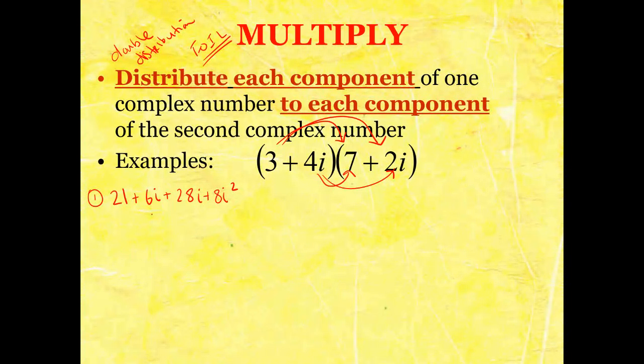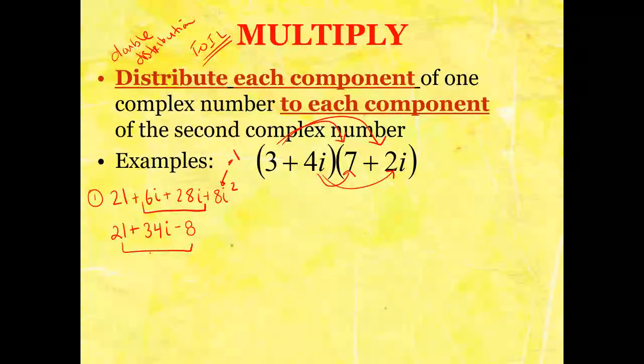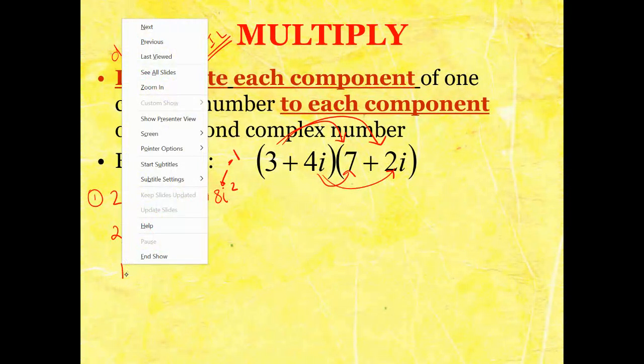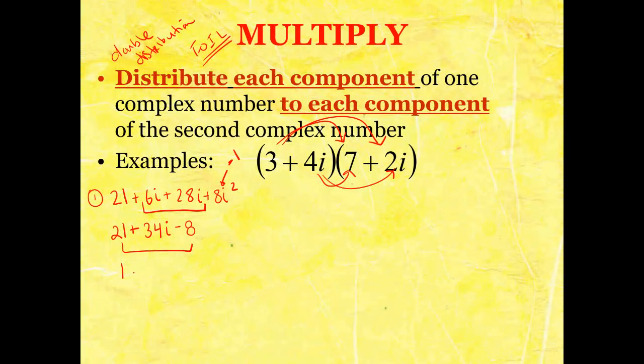Okay, so I'm not quite done. I have these two middle terms that I can combine. 6i plus 28i, what is that? 34i. And then 8i squared. Well, i squared, we just talked about how that's just negative 1. So I'm really just doing minus 8. And then 21 minus 8, right? Keep combining like terms. 21 minus 8 gives us 13.